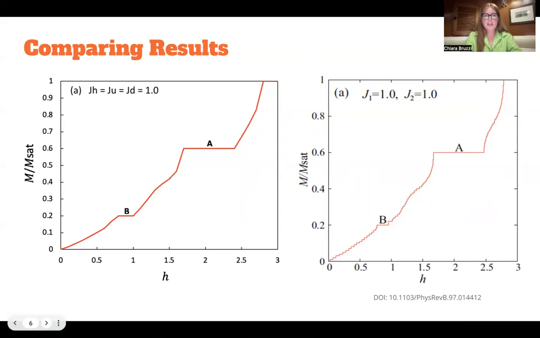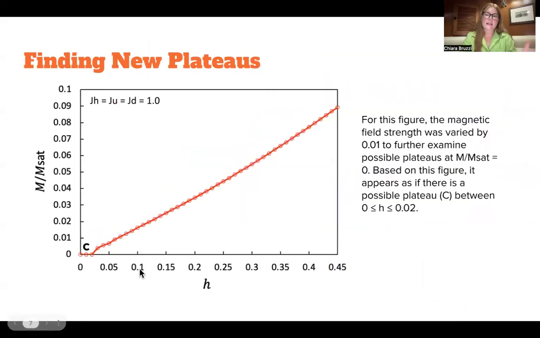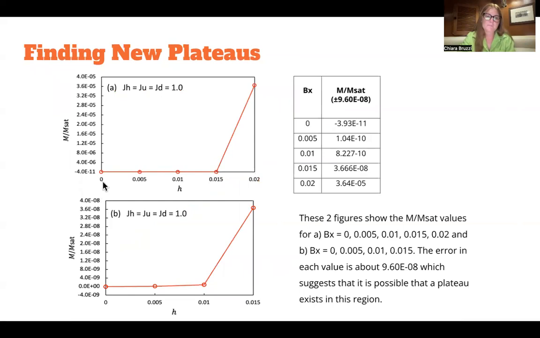In doing that, I varied the magnetic field strength by 0.01, and from a general look at the results in this region of 0 to 0.5, I was able to find that maybe there was a possible plateau at a magnetic field strength of 0. I isolated that and found that between 0 and 0.02, the magnetization was actually significantly different. So maybe the plateau didn't extend until 0.02, but between 0, 0.005, 0.01, and 0.015, the magnetization values were all within the error limit, which meant that they could actually be all the same, and that could actually be a possible plateau.